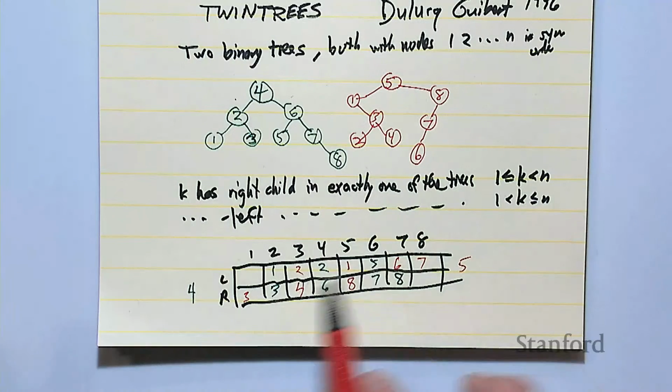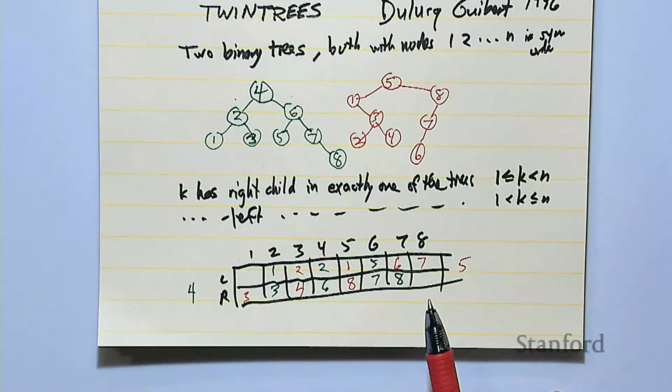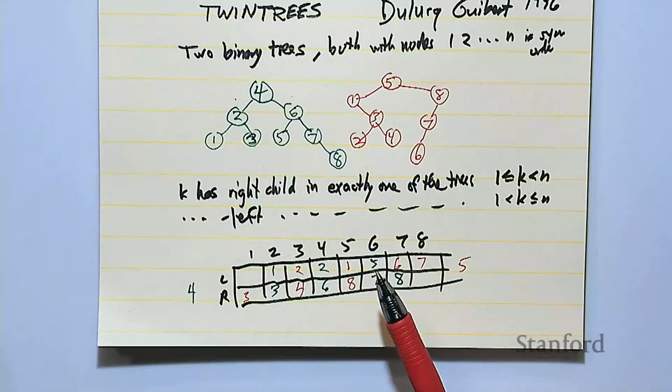Okay, so here you see that inside a computer I can share the red and the green stuff as long as I have a way to tell which is red and which is green. They don't interfere with each other. It's exactly, k equals 4. 4 is going to have a right child in one of the trees, but not in 2. So not going to be any clashes.